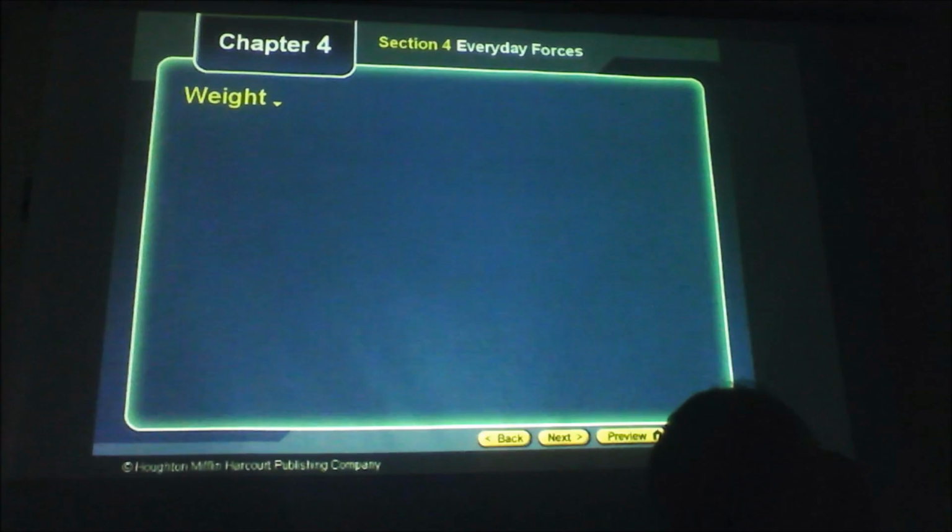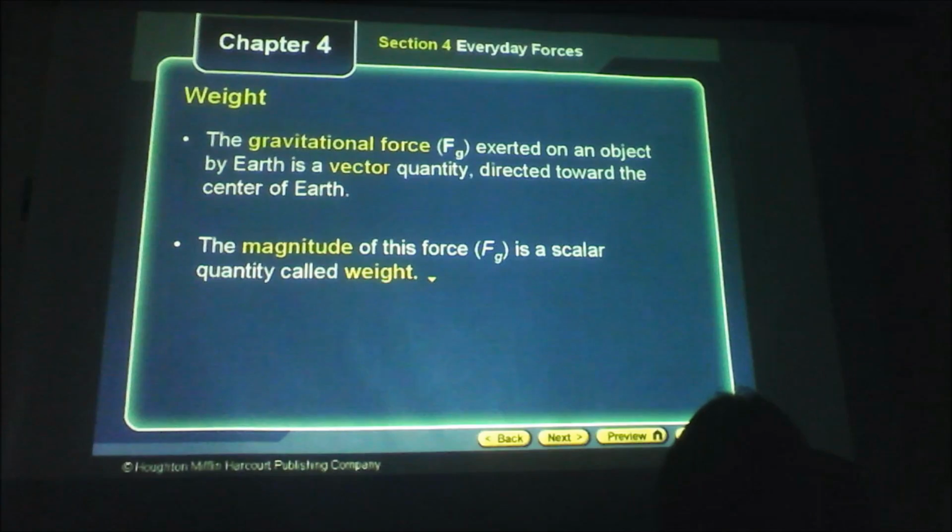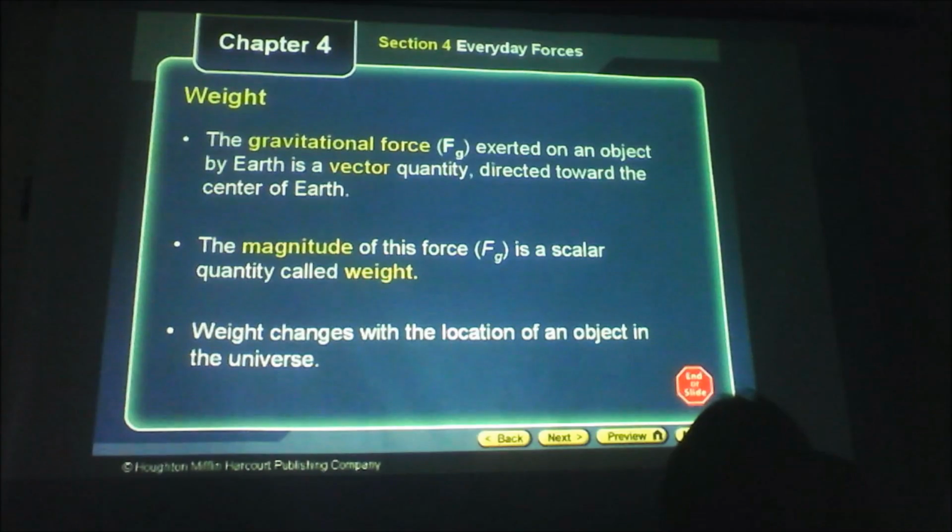All right, so first, what is weight versus mass? Well, weight is the gravitational force that is exerted on an object by the Earth. And it is a vector quantity directed towards the center of the Earth. The magnitude of this force, we're going to call it force F sub g, is a scalar quantity that we call weight. And weight will change with the location of an object in the universe.